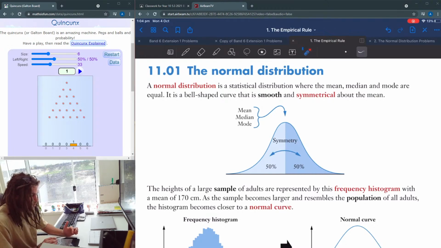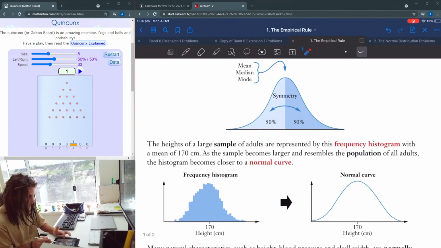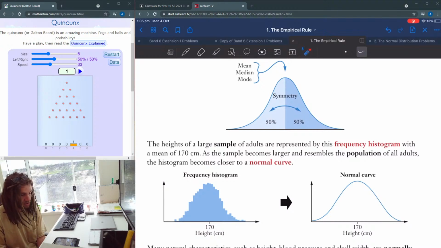Okay, so the normal distribution. When you have a set of data and you graph it, that's called a distribution. You might have seen a frequency histogram. I've got the height of a bunch of people, I record all of that, and this graph is a distribution. The way that distribution is represented is via a frequency histogram.